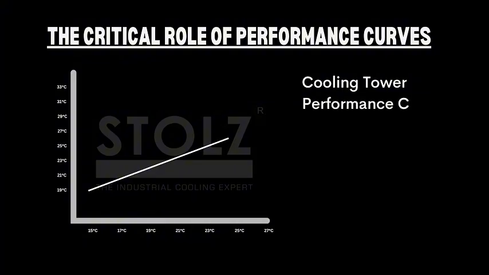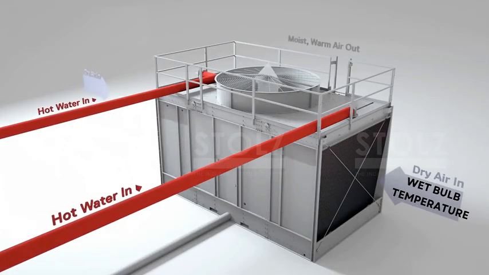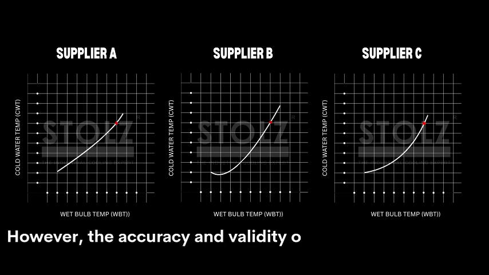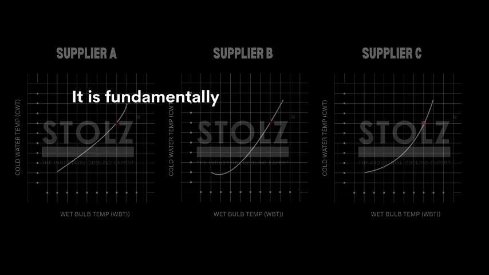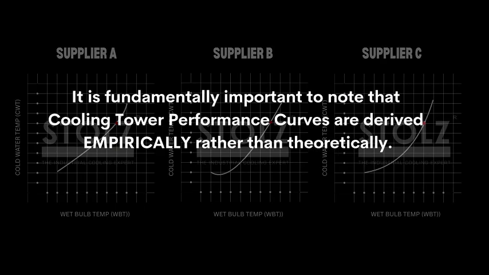Cooling tower performance curves are essential tools for evaluating how a tower will perform under different conditions such as varying wet bulb temperatures, flow rates, heat loads and fan power consumption. However, the accuracy and validity of these curves can vary significantly between manufacturers. It is fundamentally important to note that cooling tower performance curves are derived empirically rather than theoretically.